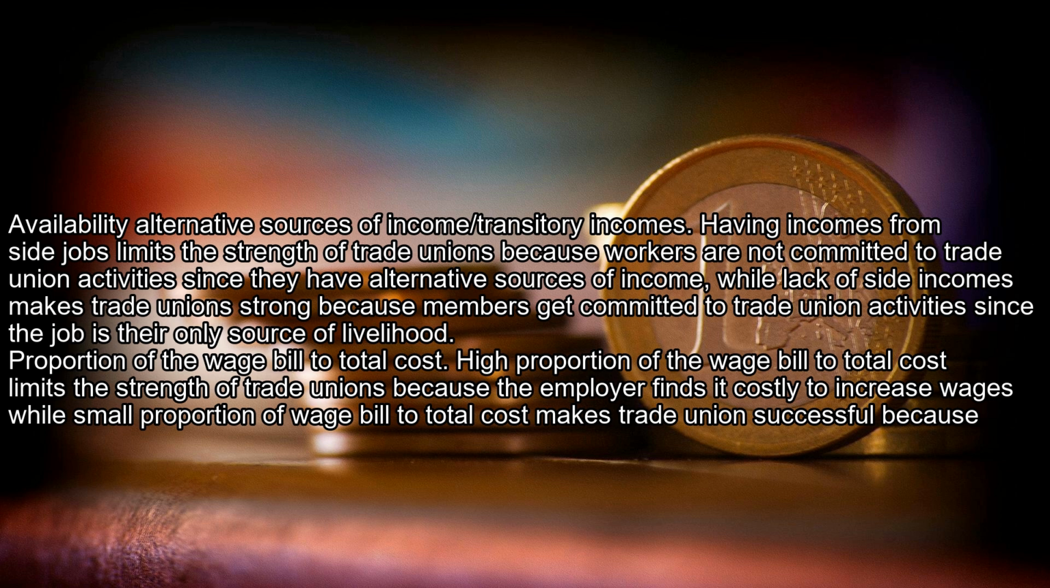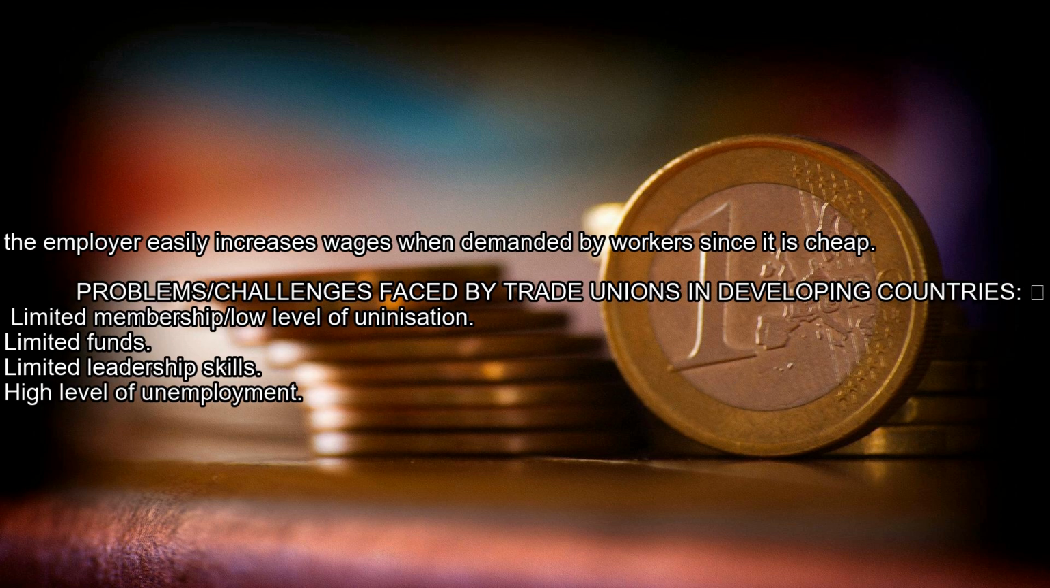Proportion of the wage bill to total cost. High proportion of the wage bill to total cost limits the strength of trade unions because the employer finds it costly to increase wages, while small proportion of the wage bill to total cost makes trade unions successful because the employer easily increases wages when demanded by workers since it is cheap.